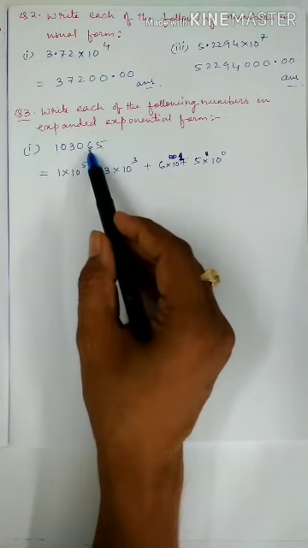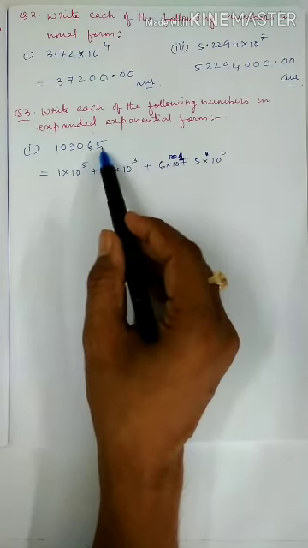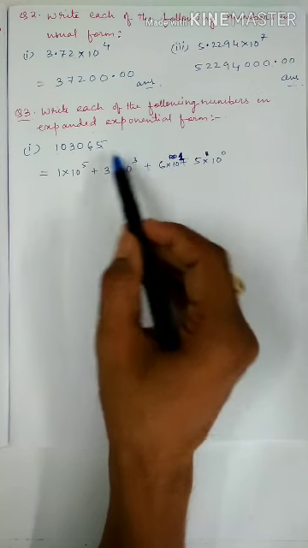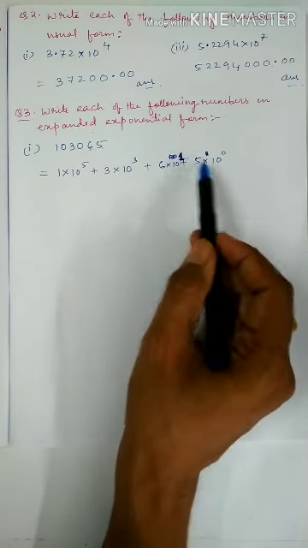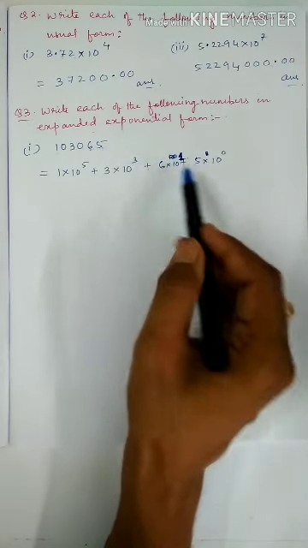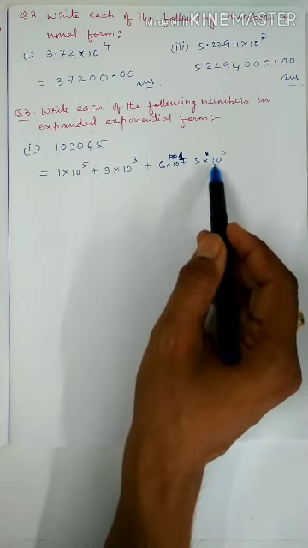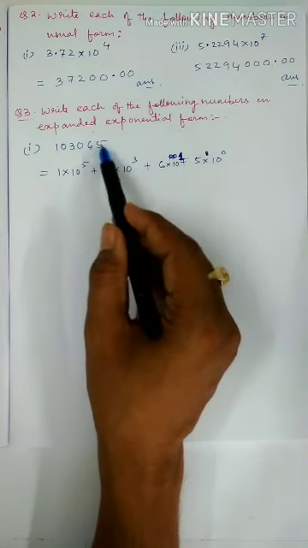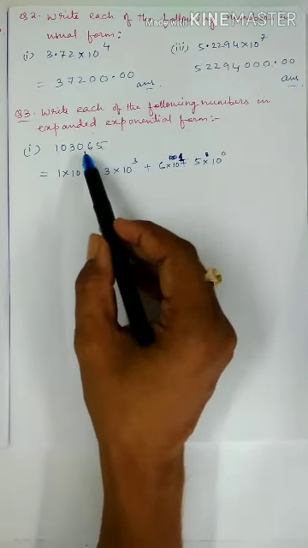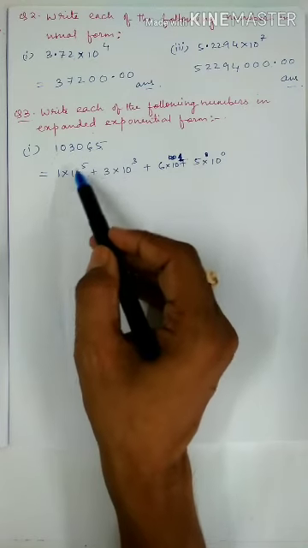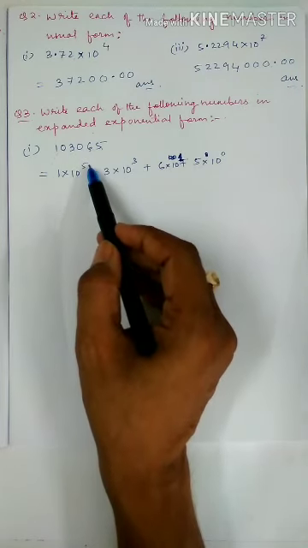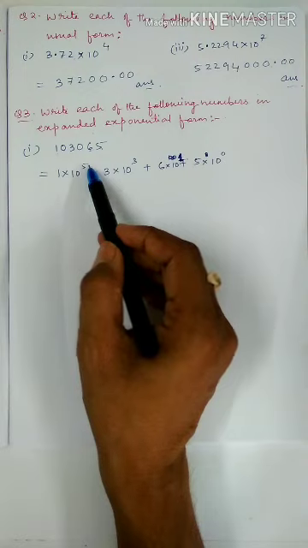Now plus 6. 6 is in tens place. So 6 into 10 to the power 1, because after 6 only one number is there. Now plus 5. 5 is in unit place. So we will write 5 into 10 to the power 0. Why 10 to the power 0? Because after 5 there is no digit. So remember, students, after 1, how many digits are left? You have to multiply by 10 to the power of that many digits.